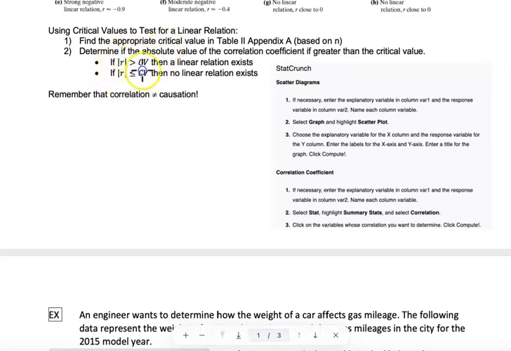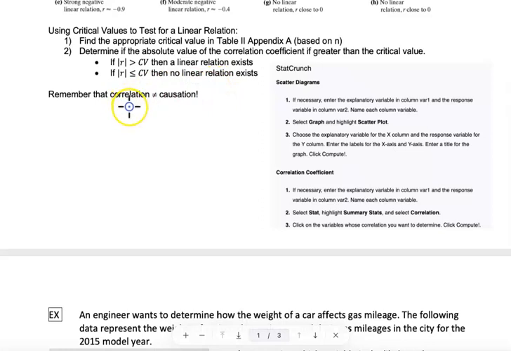Then we calculate the value of r. If the absolute value of r is greater than the critical value, then we say yes, a linear relationship is appropriate. If the absolute value of r is either the same as the critical value or less than the critical value, then we say no, there's not enough evidence to say that a linear relationship exists.